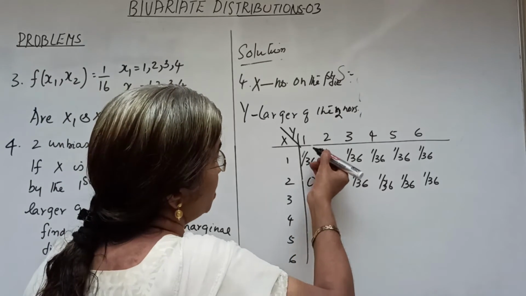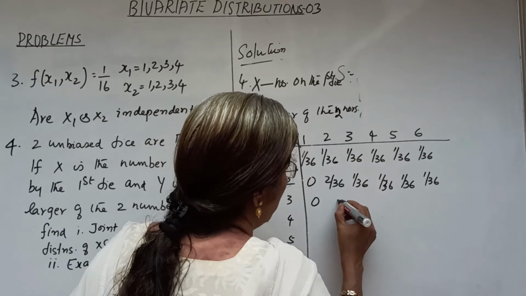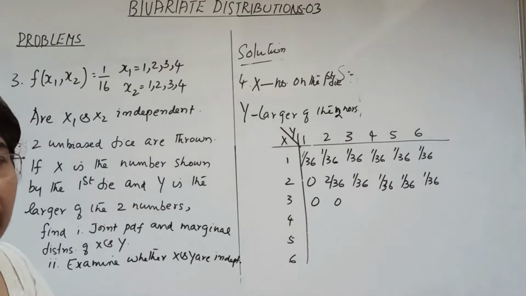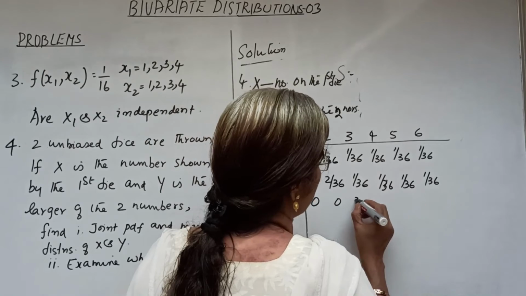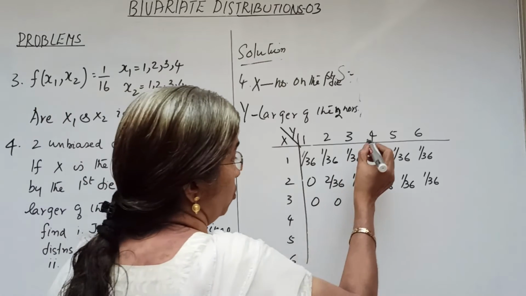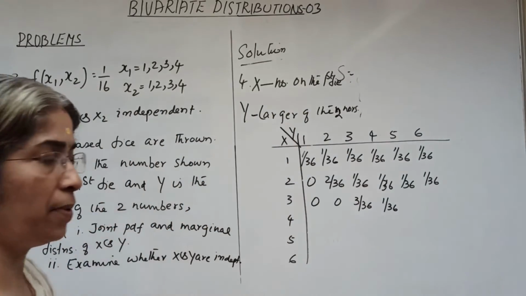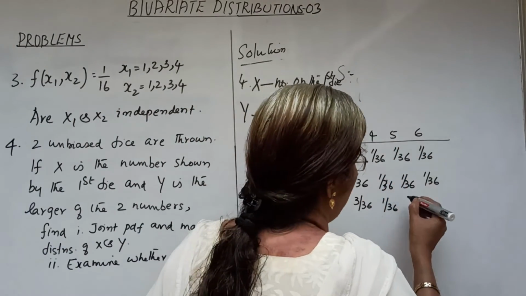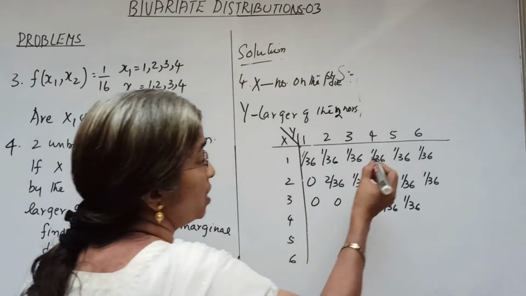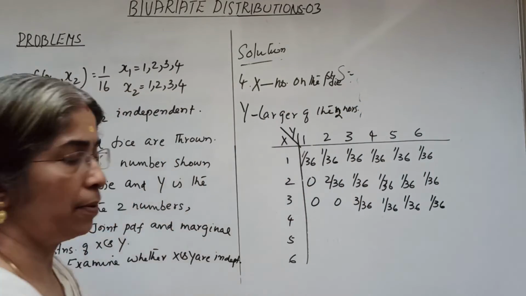Now what about x taking the value 3? We have to consider the third row of the sample space, and hence the larger of the values being 1 doesn't exist, so the probability is 0. Here also the probability is 0. What about the larger being 3? For (3, 1), (3, 2), (3, 3) the larger is 3, so it is 3 by 36. I hope you follow me. And (3, 4), the larger is 4, means only (3, 4) is the pair, so 1 by 36. Only (3, 5) is the pair, it means y = 5, again 1 by 36. Only (3, 6) is the pair, since y = 6, the probability is 1 by 36.